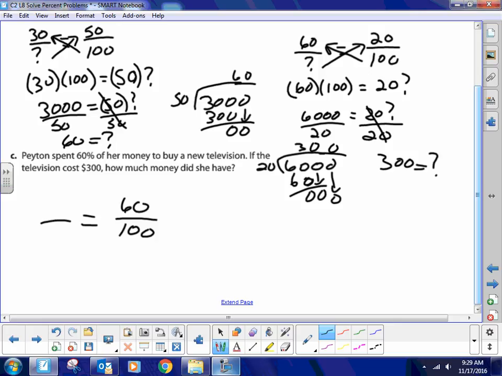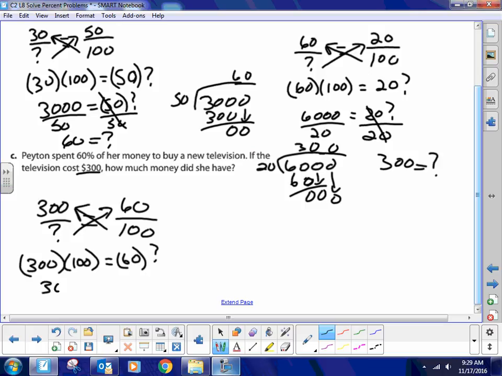So we don't know the whole again. So again, the whole is here, or the of. And this is the part. Okay? I know I'm switching between terms here, but you got to understand that the equation is part over whole is equal to percent over 100. But when you see it in shortened form, it's really is over of. Okay? Cross multiply. So 300 times 100 is equal to 60 times question mark.